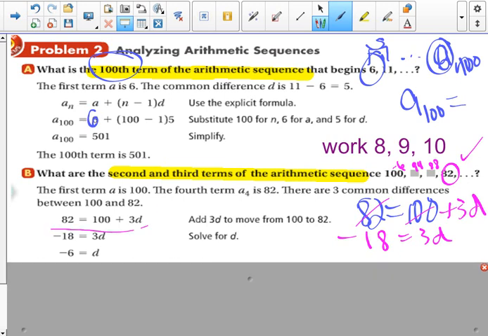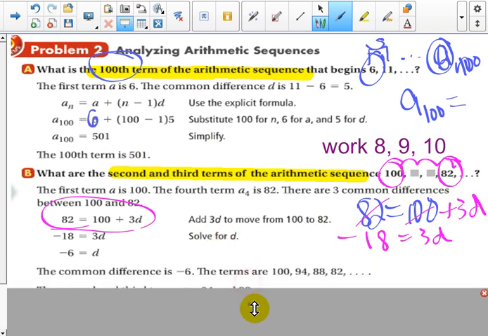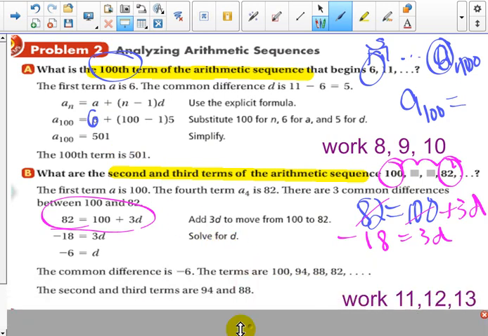Okay, so just remember, just use simple math. There's actually neither formula you're plugging in, you're just doing your simple algebra, because you know 82 must be equal to 100 plus 3 of those differences. Okay? And that will get you through problem 13.